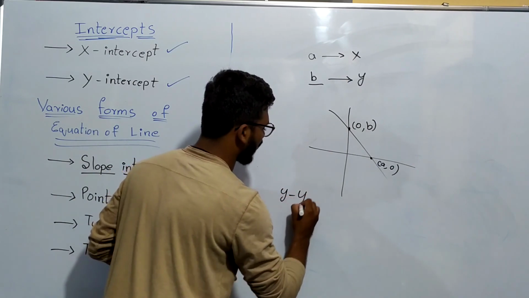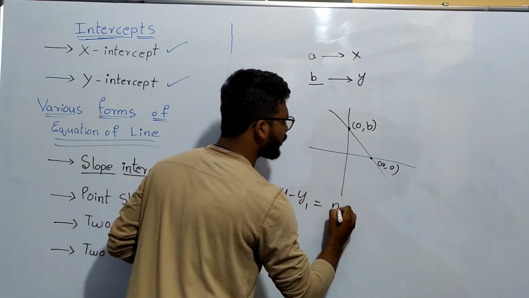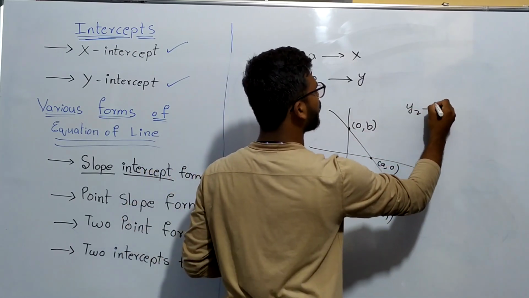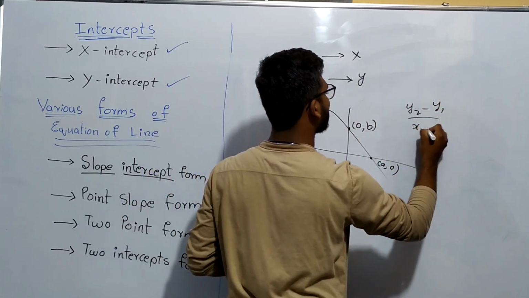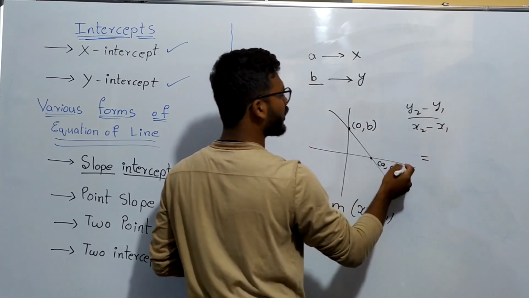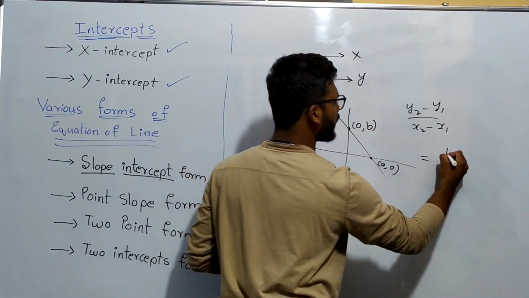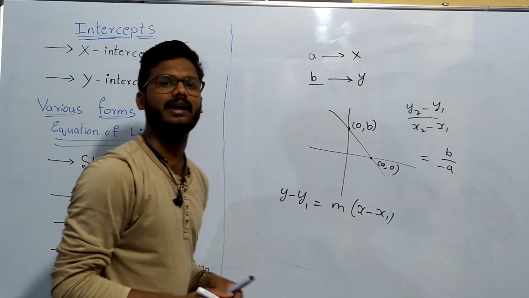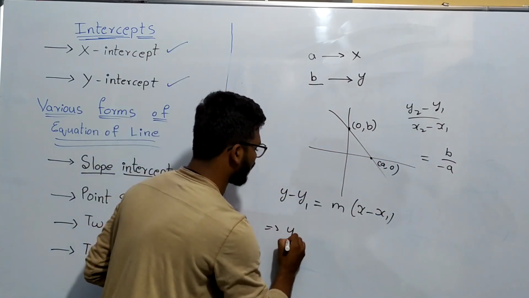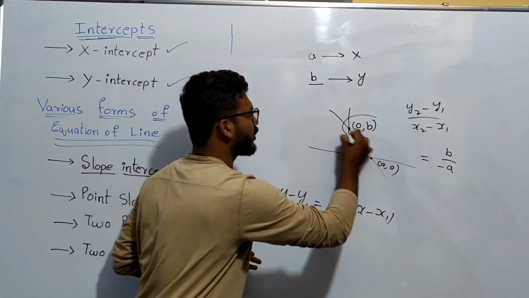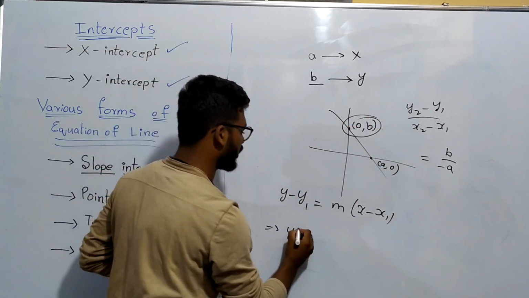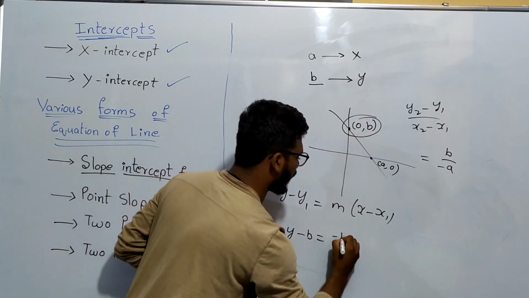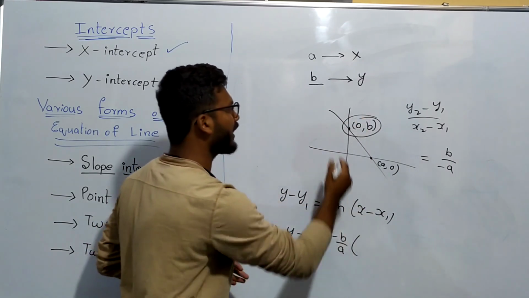Nothing but y minus y1 equal to m into (x minus x1). In this, m is nothing but (y2 minus y1) by (x2 minus x1). So what is the slope here? y2, b minus 0 it is b, by x2 minus x1, 0 minus a it is minus a. So minus b by a is the slope. So y minus y1, I will take any one point. Suppose this is one point, so in that the x value is 0. So y1 is b and m is minus b by a into (x minus x1).